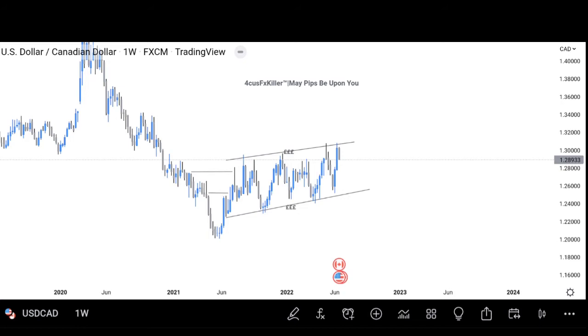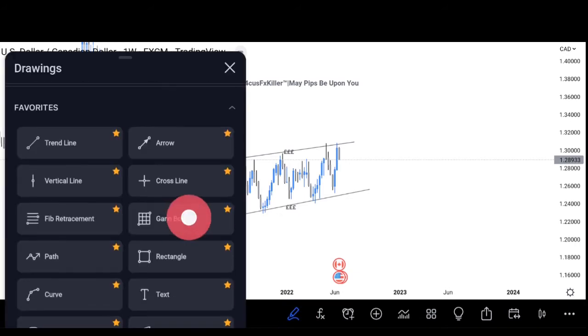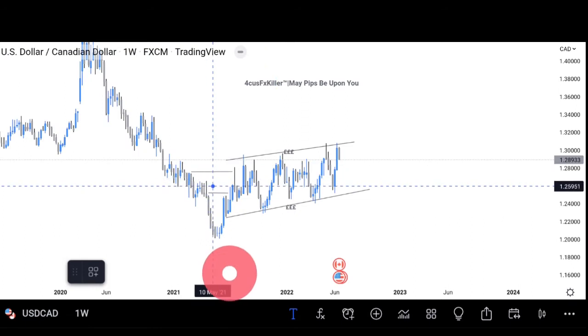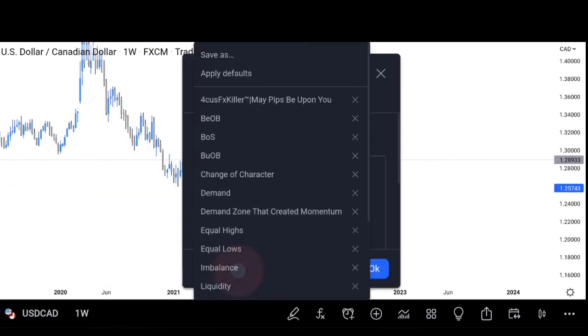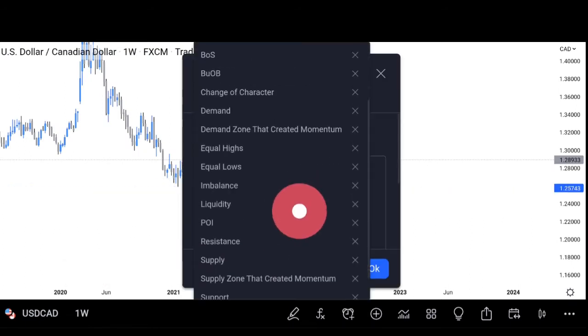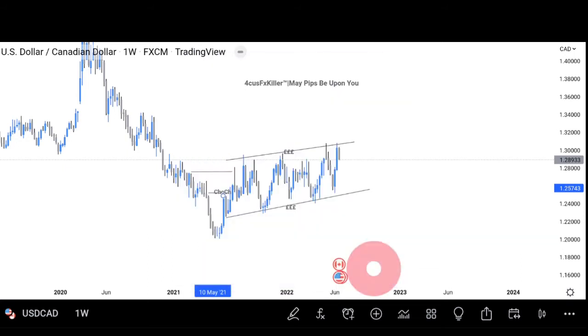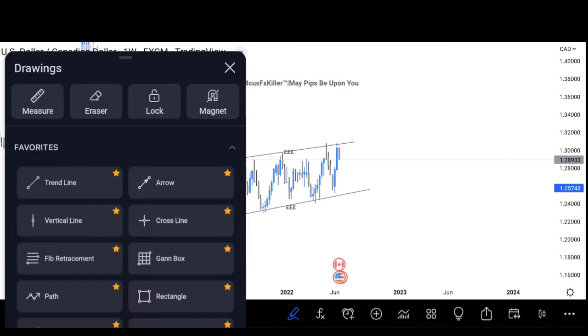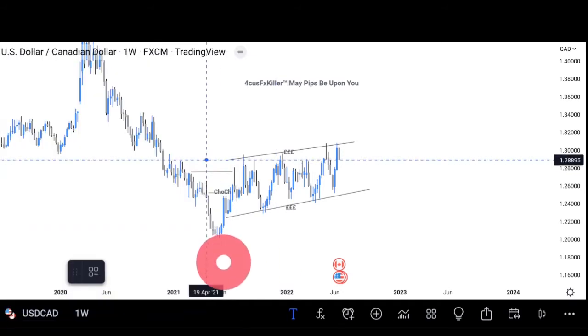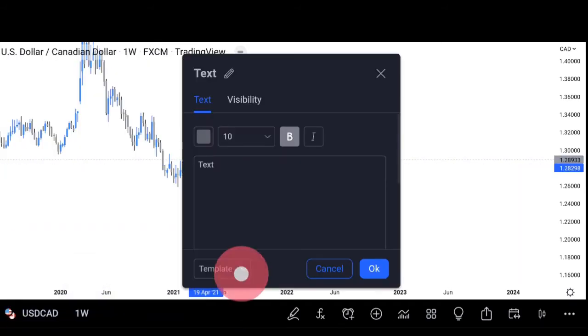Now the market is ranging here. Liquidity is piling both at the resistance and at the support. Now the price changed character here. Change of character. Yes, changed character there. Then it broke structure at this level here.